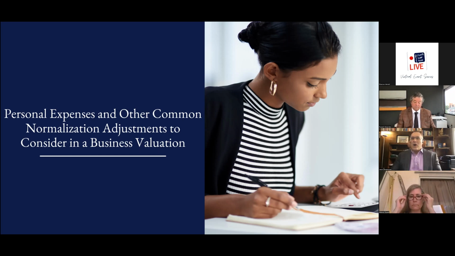Some of the most common normalization adjustments that you'll see in a valuation, the biggest one is personal or discretionary expenses. Sometimes business owners will have the business pay for personal meals, entertainment, personal automotive expenses, personal golf memberships, insurance, all that personal stuff that's not required for the business. Those are personal items. They need to be added back or adjusted or normalized when you're looking at the historical earnings. Other items are salaries and wages to the shareholders and related parties.